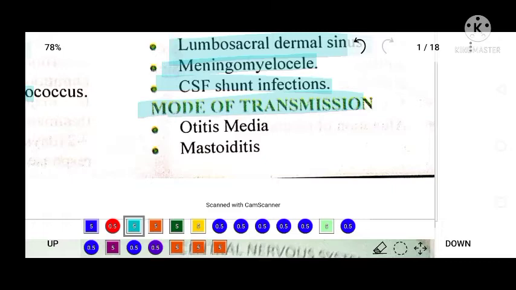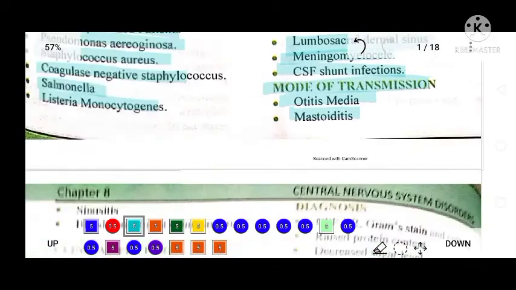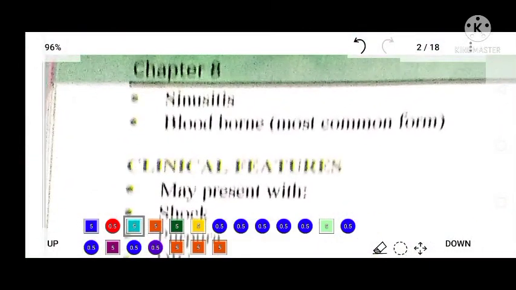And then the mode of transmission will be from otitis media, and any infection, acute or subacute otitis media, may travel into the brain and meninges, and then meningitis can occur. Or mastoiditis, or blood-borne infection, or sinusitis can also give rise to meningitis.